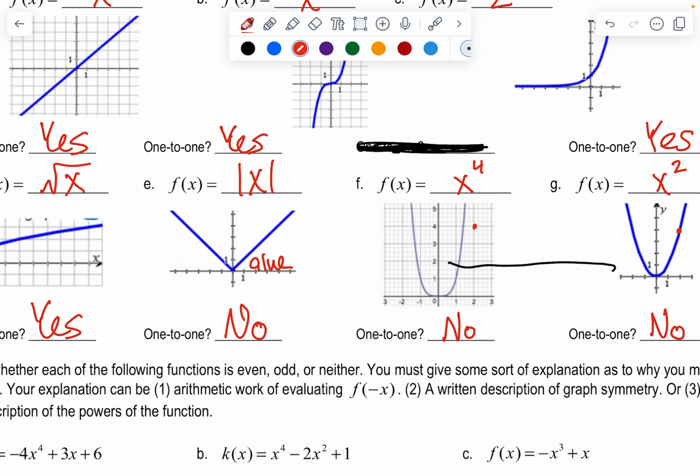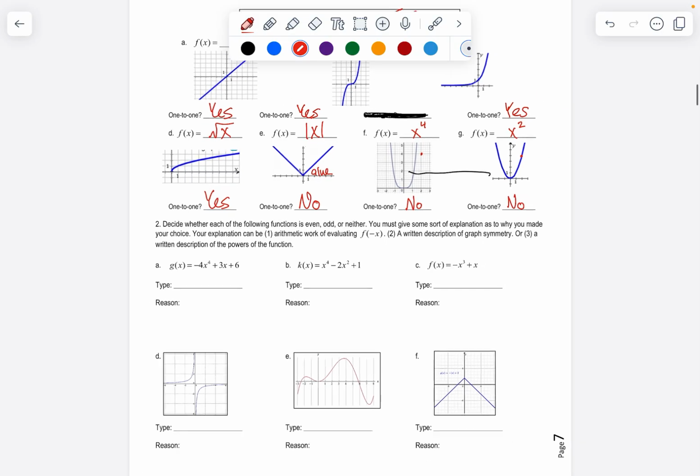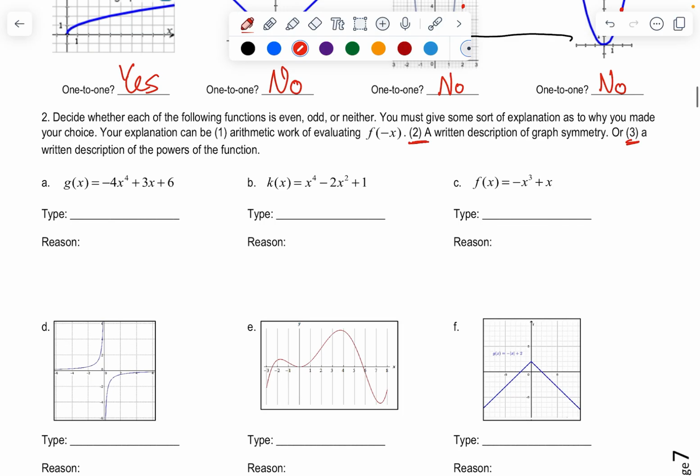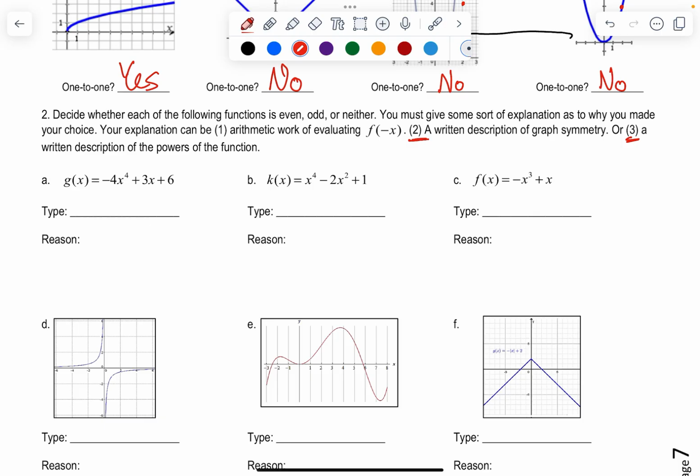Okay, so moving on to our next section. Decide whether each of the functions are even, odd, or neither, and give some sort of explanation as to why you made your choice. All right, and then as we go to describe it, we're going to use 2 a lot, a written description, the graph summary, or 3. 2 or 3 are the main ones we looked at. We haven't really looked at the arithmetic work in our specific unit. So we're going to pretty much use 2 or 3, and I'll show you that here in a second. All right, so for the first 3, you are given the equation.